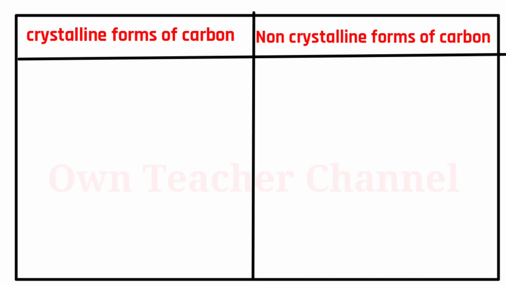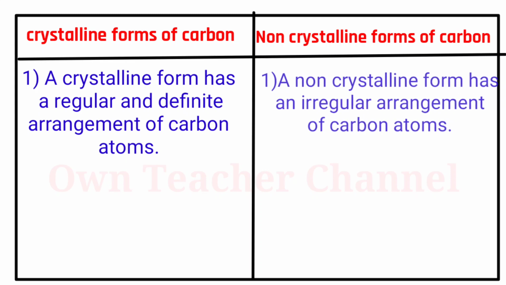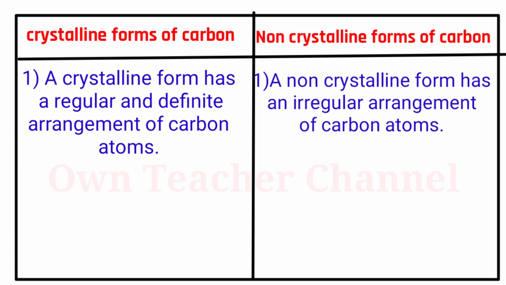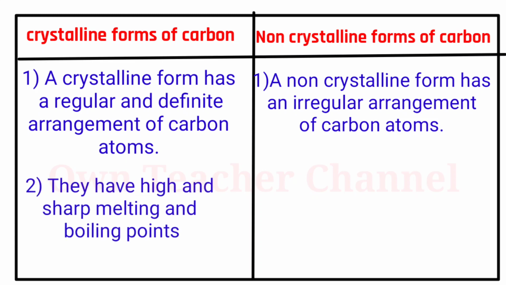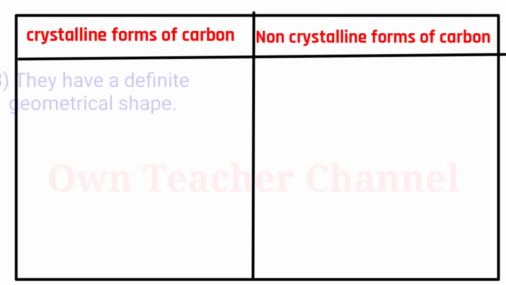Crystalline forms of carbon and non-crystalline forms of carbon. A crystalline form has a regular and definite arrangement of carbon atoms. A non-crystalline form has an irregular arrangement of carbon atoms. Crystalline forms have high and sharp melting and boiling points. Non-crystalline forms melt over a large range of temperature.